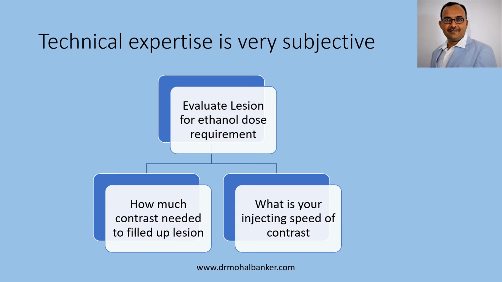But absolute ethanol embolization is very subjective, and technical expertise is a must, because if you inject a little bit more ethanol, or in a different way, it gives a very devastating effect. So first of all, evaluate the lesion for ethanol dose requirement, and for that two parameters are very important: how much contrast is needed to fill up the lesion, and what is your injecting speed of the contrast. So these are the two very subjective parameters. For the same lesion, one person can inject a little bit more ethanol, and another person can inject a slightly different dose of ethanol.